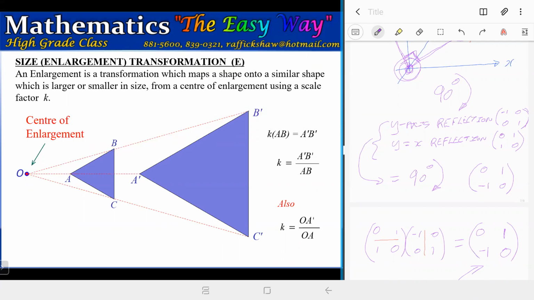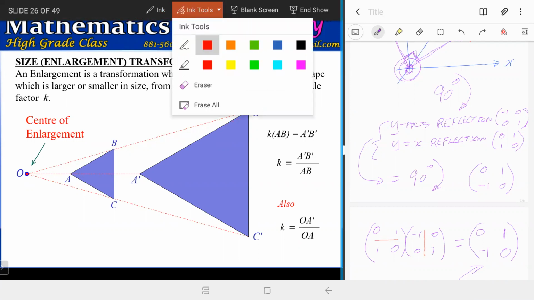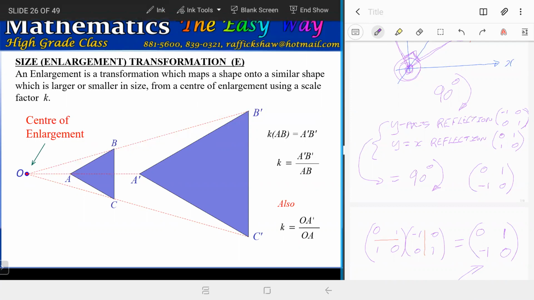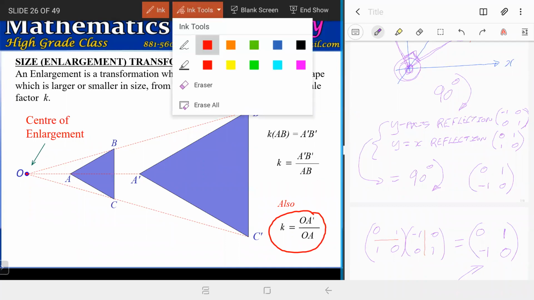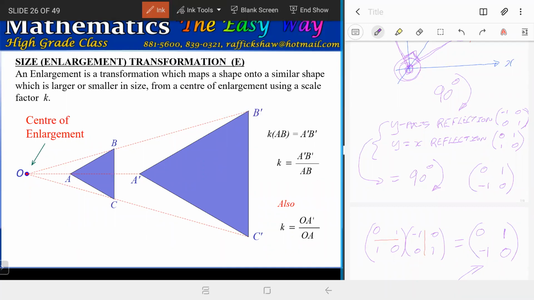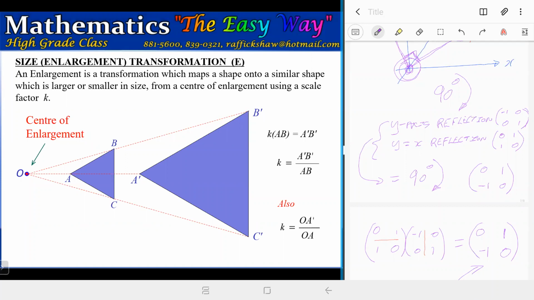So the scale factor affects the size of the object and the image, but it also changes the distance from the center. People tend to forget that part of it. And that's what this last equation down here is saying. You can also use the distance from the center to get the scale factor. All right, very important, guys, very important. So that is it.